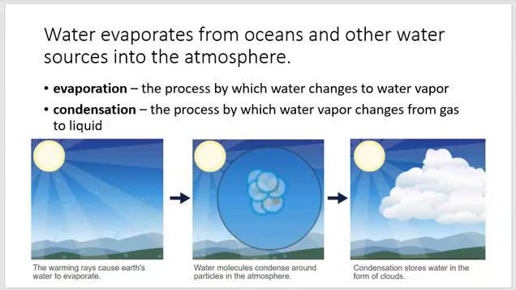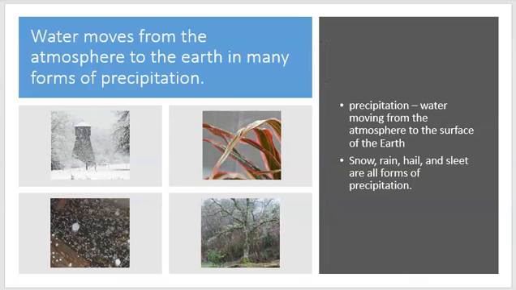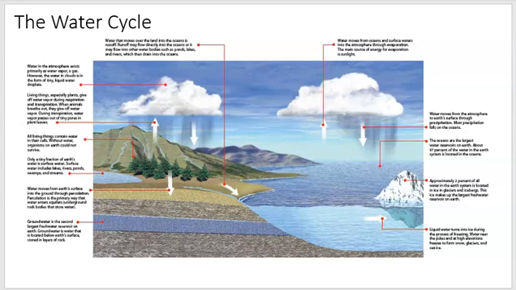Water molecules then condense into water droplets by clinging to dust or other small particles suspended in the atmosphere, forming clouds. Water moves from the atmosphere to the Earth in many forms of precipitation. Precipitation is defined as water moving from the atmosphere to the surface of the Earth. Snow, rain, hail, and sleet are all forms of precipitation. Almost no water enters or exits the Earth's system. However, the water on the Earth does change forms, moving from one reservoir to another, such as from the oceans to the atmosphere. Water reservoirs and the processes that move water between reservoirs make up the water cycle.